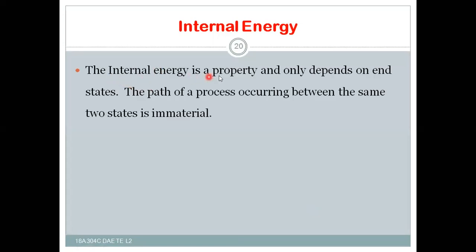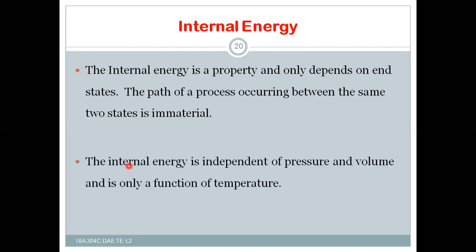The internal energy is a property and only depends on end states. The path of the process occurring between the same two states is immaterial. That means the internal energy is a property of the system, and it depends on the end states only, but not on the path of the process. That's why it is only a property. The internal energy is independent of pressure and volume, and it is only a function of temperature.